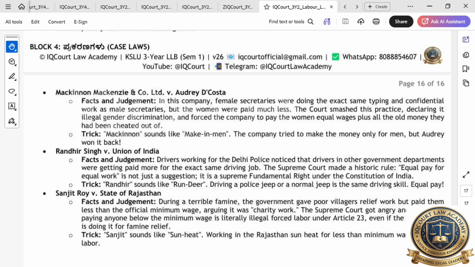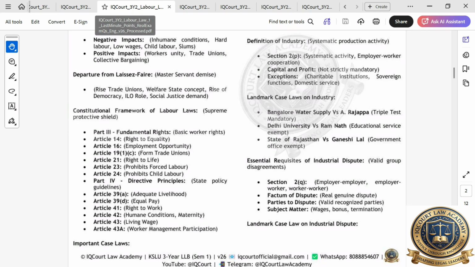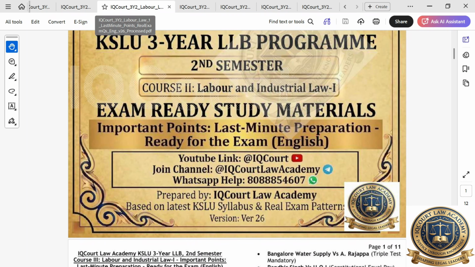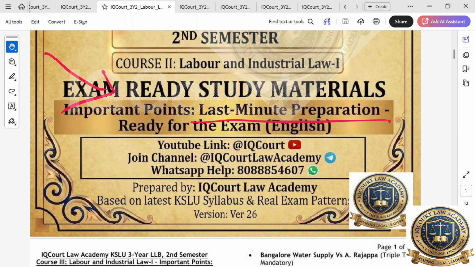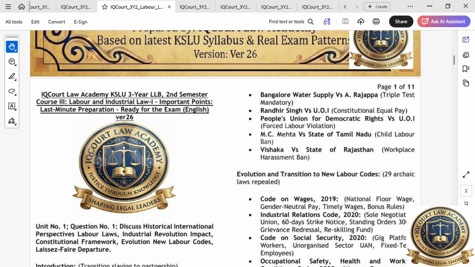The earlier material I showed you was the brief case laws. This block is a high-demand material we are providing. That is one of the unique materials we are providing. And this is another material, which we call the last minute preparation, ready for exam material. This material has all the points required for each question. We call it important points, last minute preparation, ready for exam preparation notes.